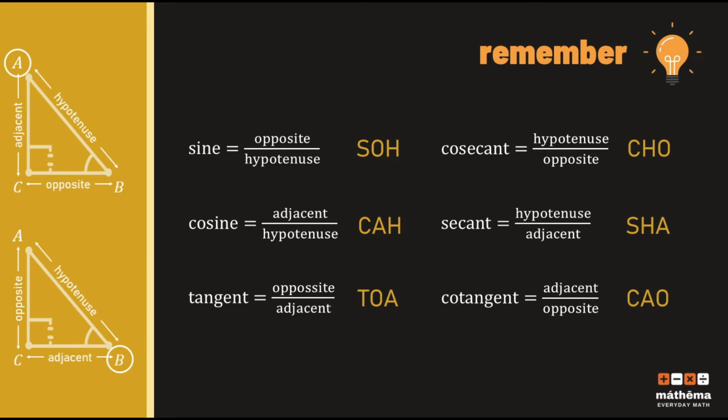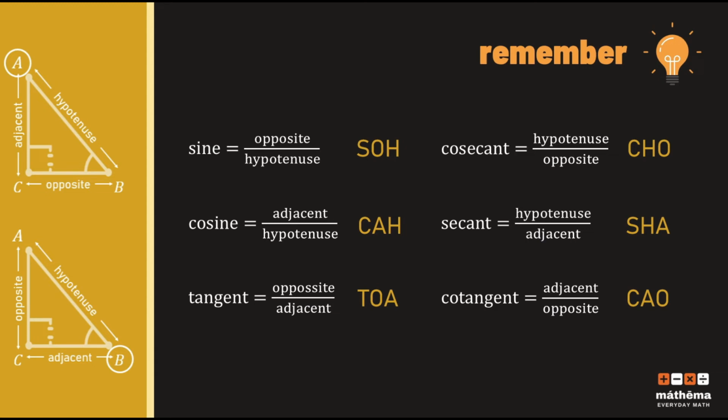So if you have a hard time remembering the ratio of the sine of the angle, just remember these mnemonics: SOH, CAH, TOA, CHO, SHA, CAO. Again, that is SOH, CAH, TOA, CHO, SHA, CAO. O is for the opposite, H is for the hypotenuse, A is for the adjacent side. Sine, SOH; cosine, CAH; tangent, TOA; cosecant, CHO; secant, SHA; cotangent, CAO.